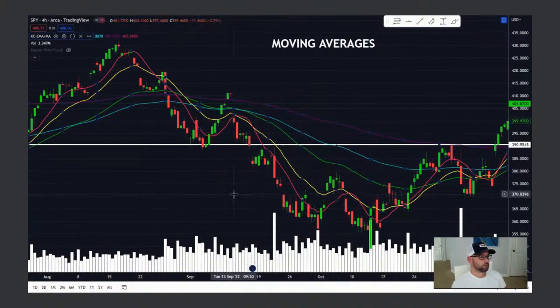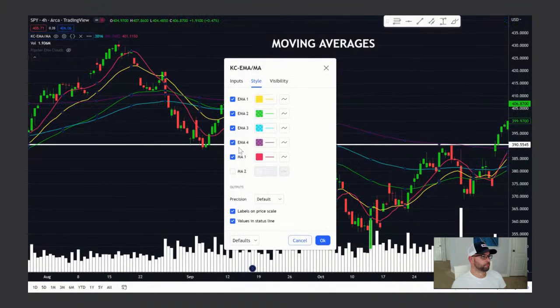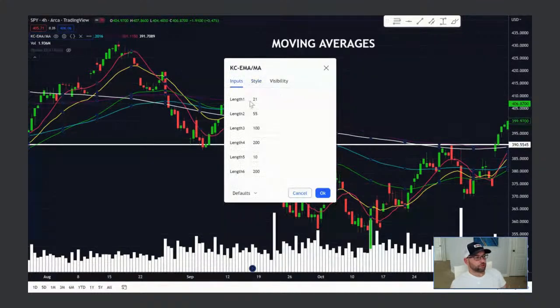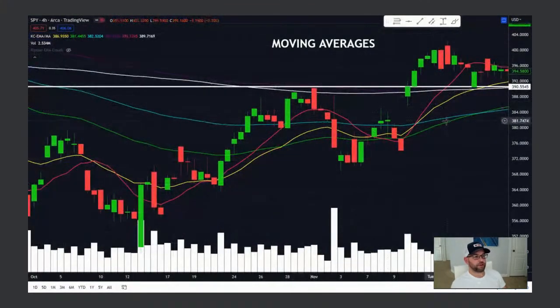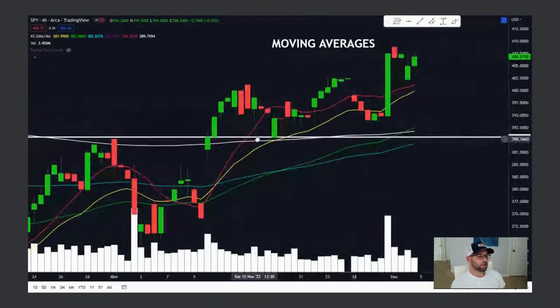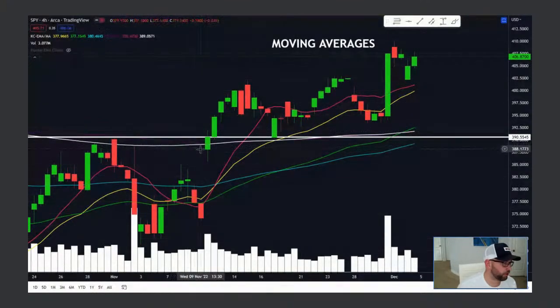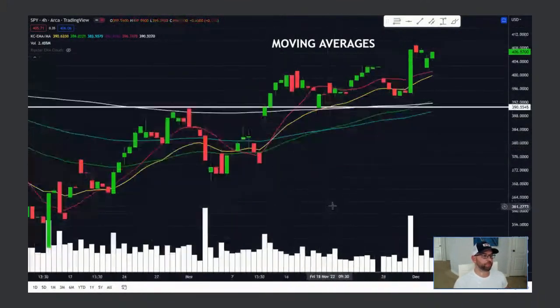So I like to use the 21. That's my yellow 21. My green 55. This blue is a 100. This white one is a simple moving average, 200. And then this purple one is an exponential moving average, 200.